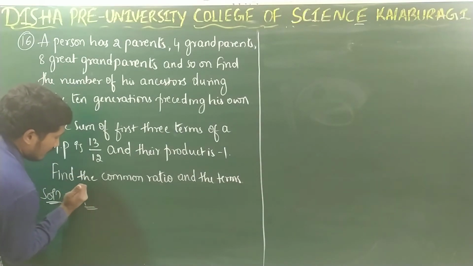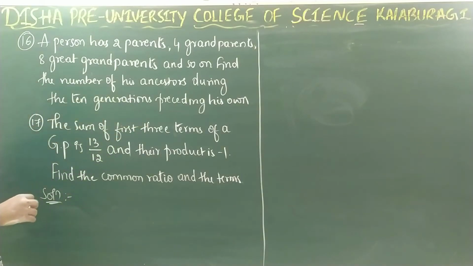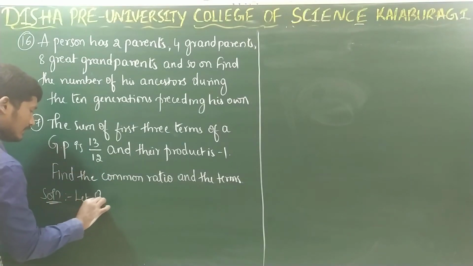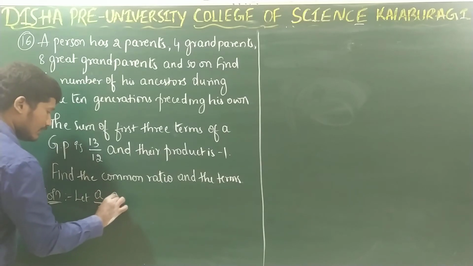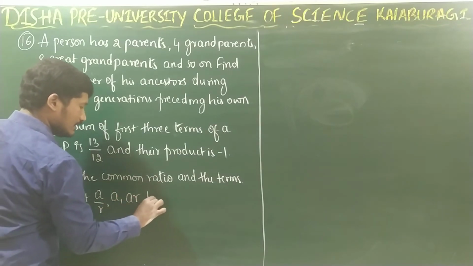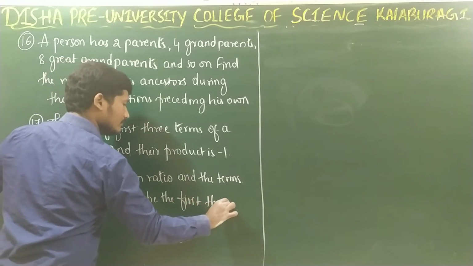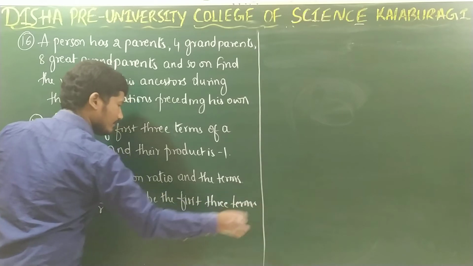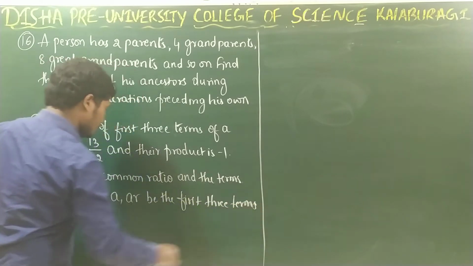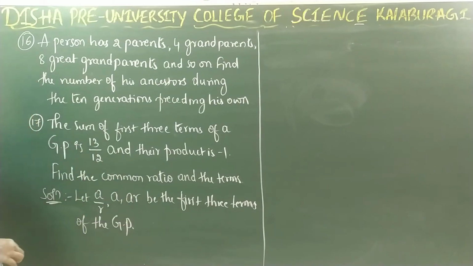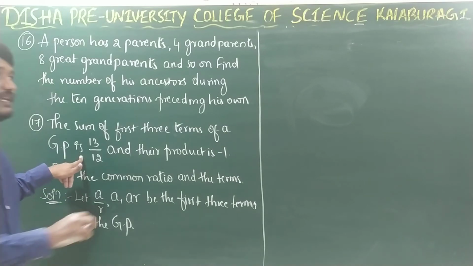Right? So before that, let us consider the first 3 terms. We have to calculate that also. Right? So see here, how will I take the first 3 terms? Let A by R, A, AR be the first three terms of the GP. Right? So I have considered these three terms as the first three terms. Next, let us write the given.